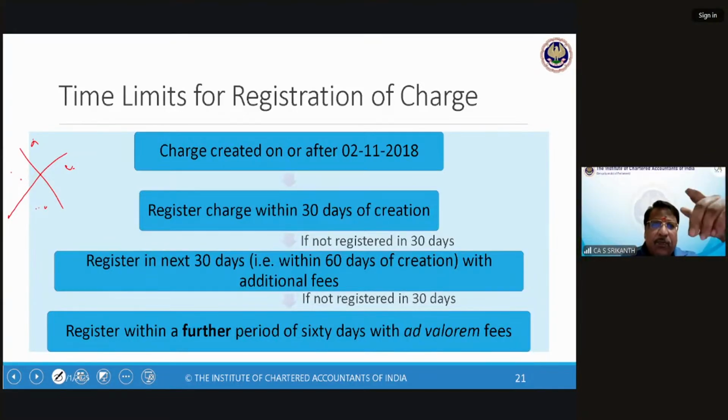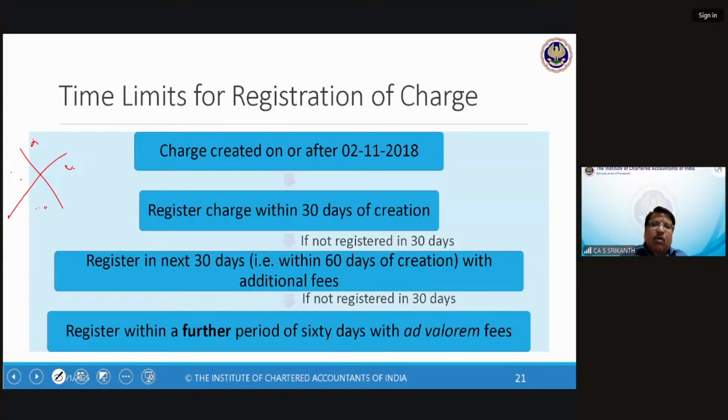Very important. Remember. A basic question, just to test your awareness: if I ask you, what is the time limit for registration of a charge? Legally, normally, without fine, it is only 30 days. So don't go around saying 120 days, because 120 days is the upper limit, and that too after paying ad valorem fees. So if I ask what is the time limit for registration of a charge created by a company, you should say 30 days of creation.